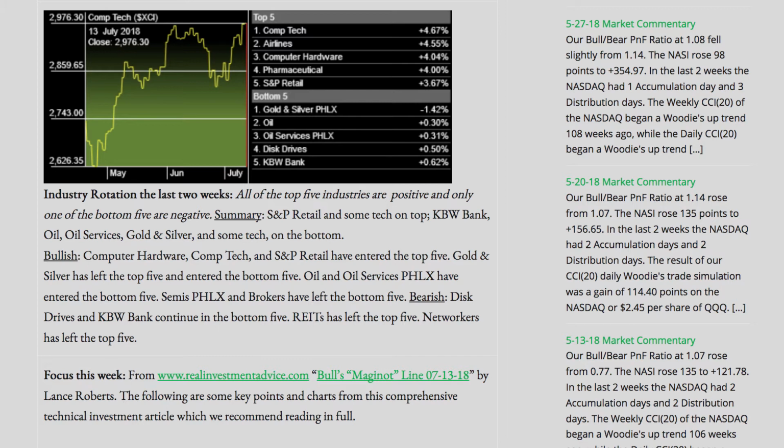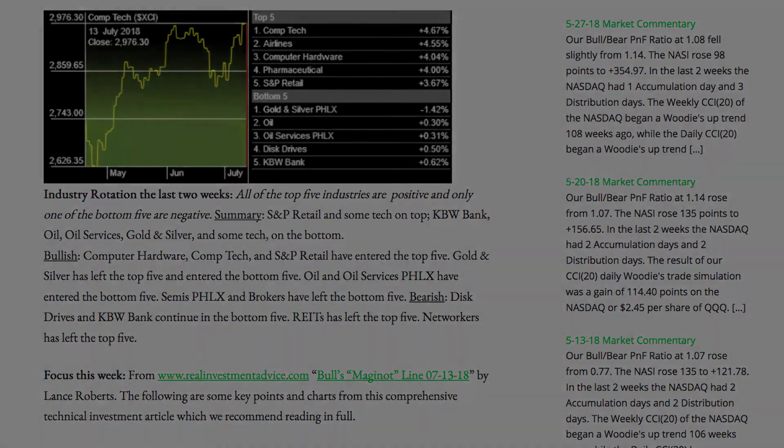Bullish, computer hardware, comp tech, and S&P Retail have entered the top 5. Gold and silver has left the top 5 and entered the bottom 5. Oil and oil services have entered the bottom 5. Semis and brokers have left the bottom 5. Bearish, disk drives, and KBW Bank continue in the bottom 5. REITs has left the top 5. Networkers has left the top 5.